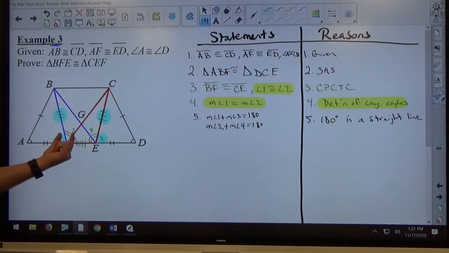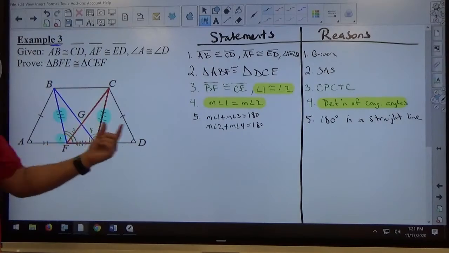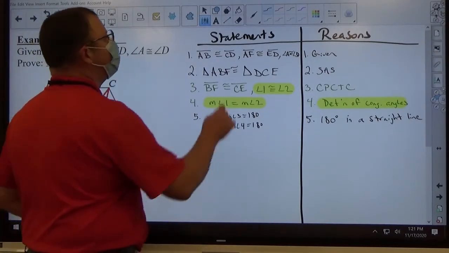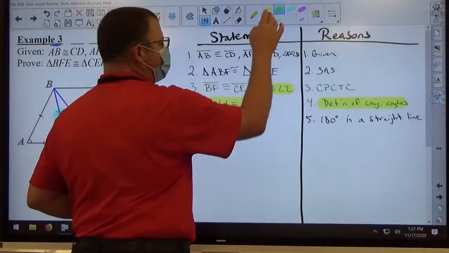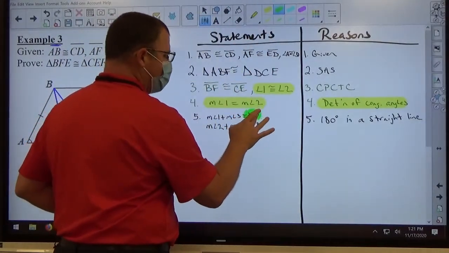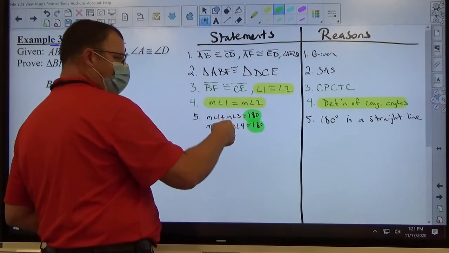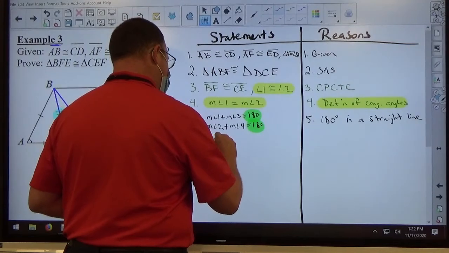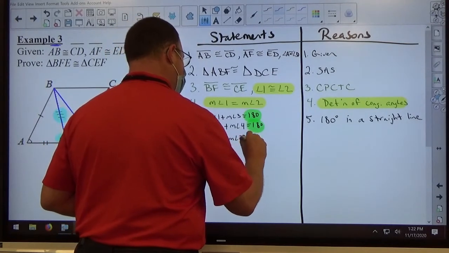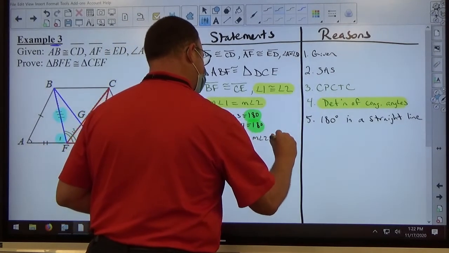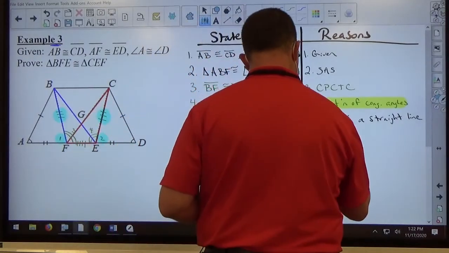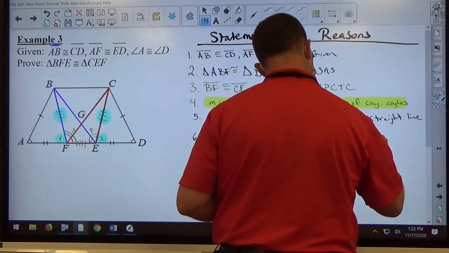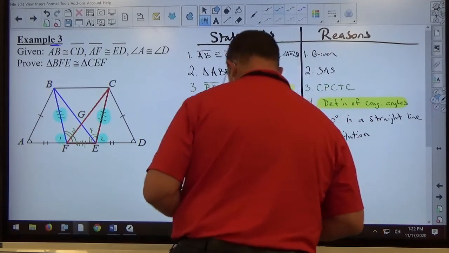So 1 and 3 make a straight line, so 1 and 3 add up to 180. 2 and 4 make a straight line, so 2 and 4 make 180. And what you're going to notice here, which happens quite often when we do these straight line deals, is 180 degrees, 180 degrees: we have two things equaling the same thing, which means they equal each other. So measure of angle 1 plus measure of angle 3 equals measure of angle 2 plus measure of angle 4. That's substitution.